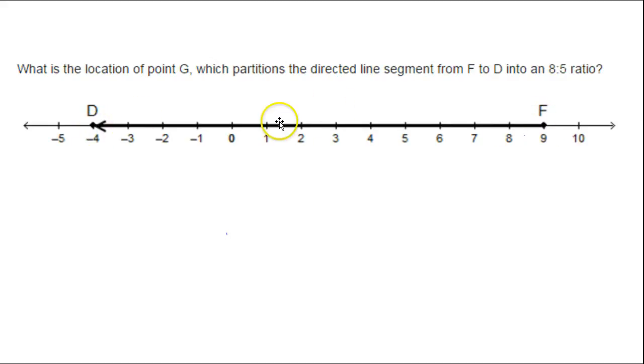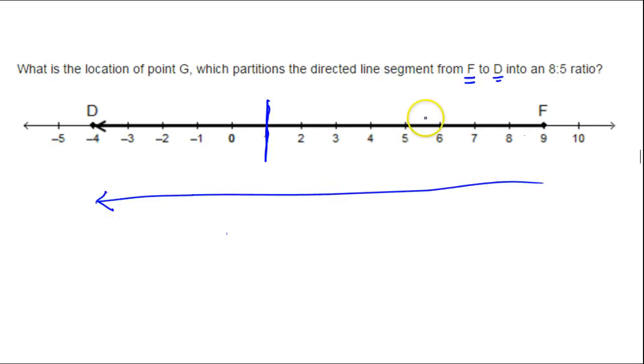And if you have a direction, then one thing we can do is talk about partitioning the line segment in a certain ratio. That means we're going to break it up so that the parts have a certain ratio. For example, say if I broke the line right here, I want it to be in the ratio of 8 to 5, but I want to start at F and then go to D.